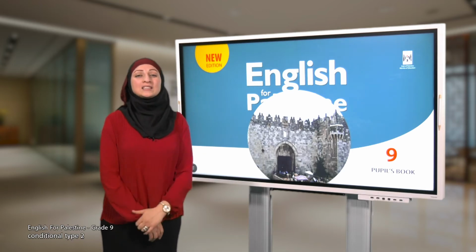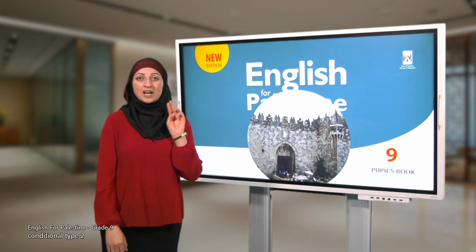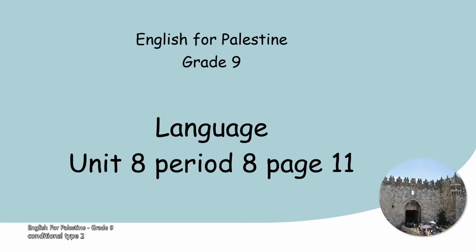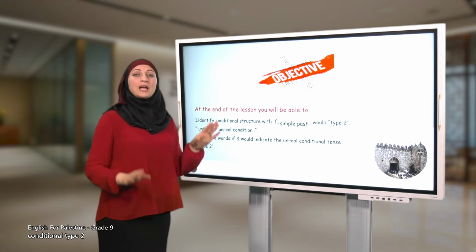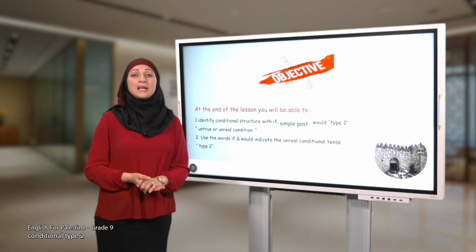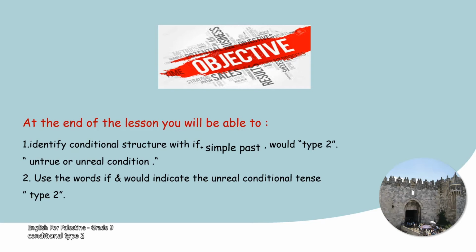Today, our lesson is about conditional type 2. So let's start. At the end of this lesson, you will be able to, number 1, identify conditional structure with if plus simple past in the if clause, would in the main clause. Number 2, use the words if plus would to indicate the unreal conditional tense type 2.